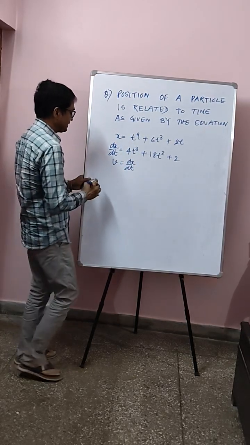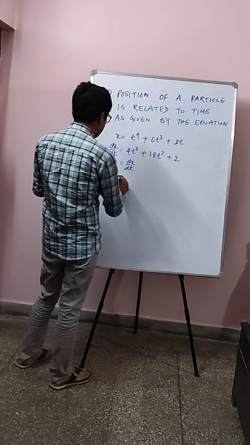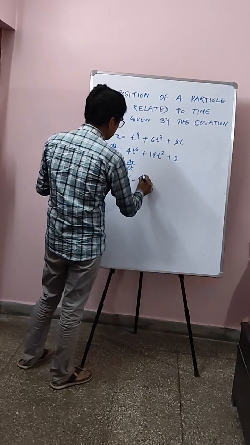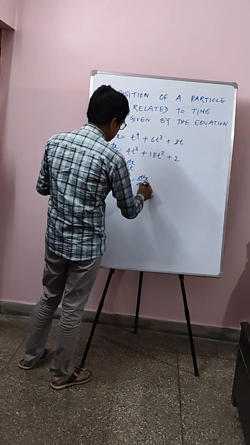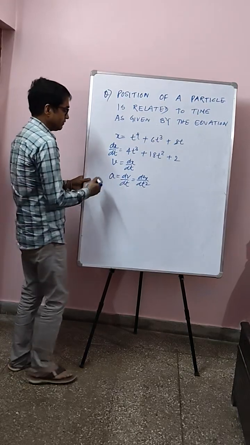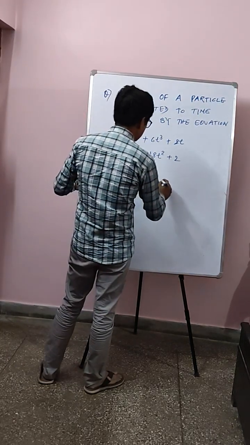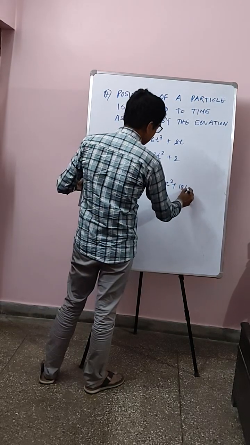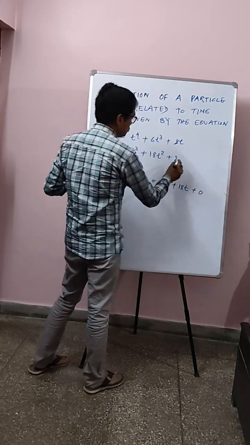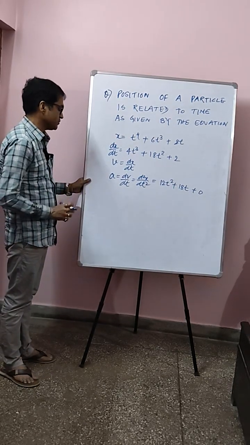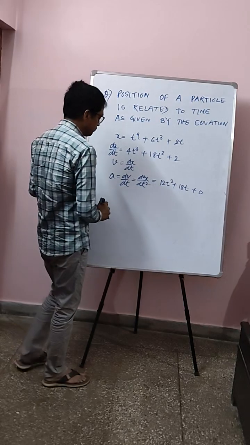Now we take the second derivative. a equals d2x upon dt square equals 12t square plus 36t plus 0. 2 is a constant, so when we differentiate it with respect to time, it becomes 0. So this is our formula.